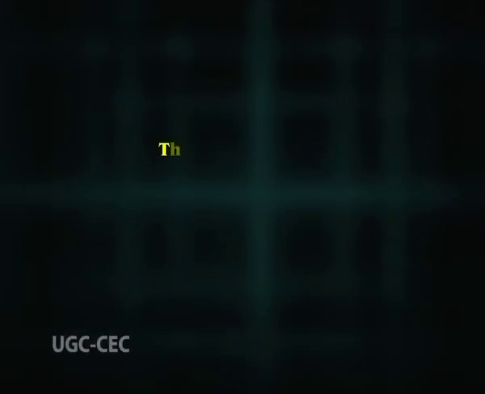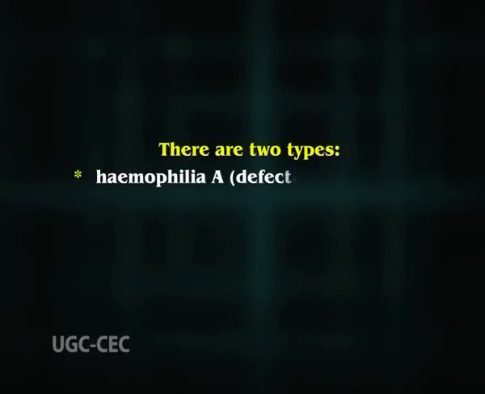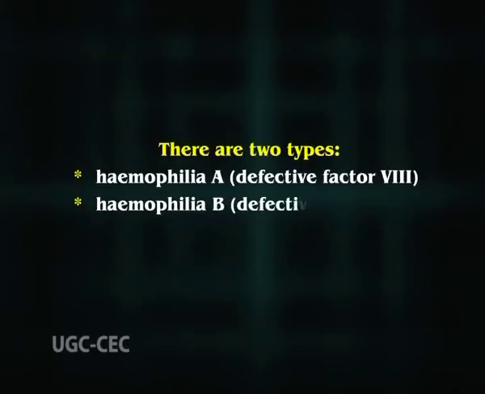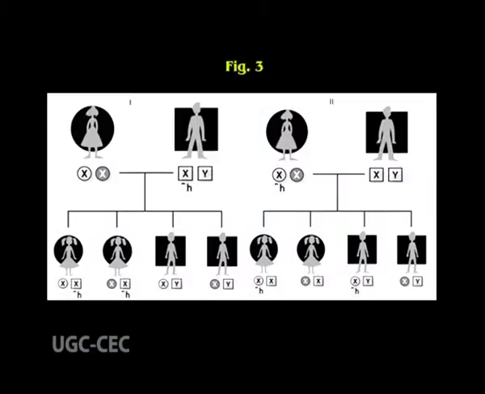The disease is X chromosome linked and inheritance is by crisscross mechanism. The males are affected by this disease and females are the carriers. There are two types of hemophilia. Hemophilia A, presence of defective factor 8, and hemophilia B, presence of defective factor 9. Figure 3. The inheritance of hemophilia from one generation to the next.